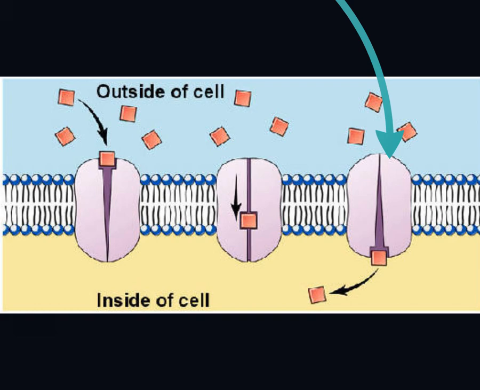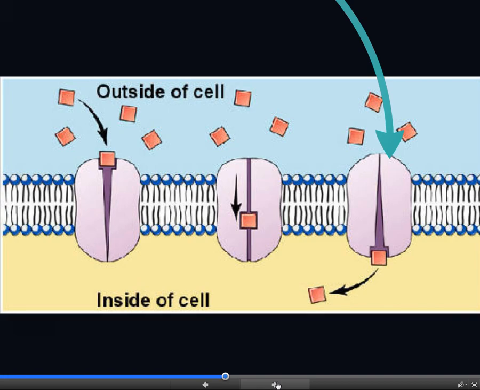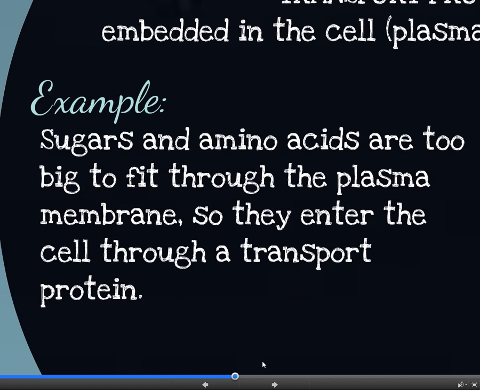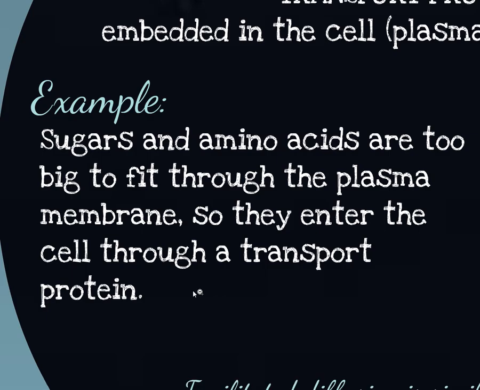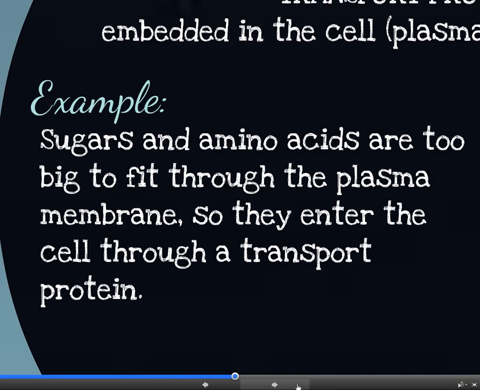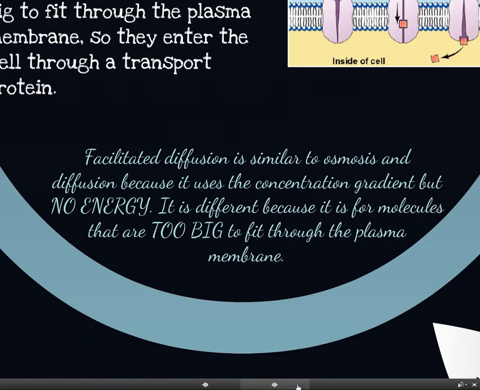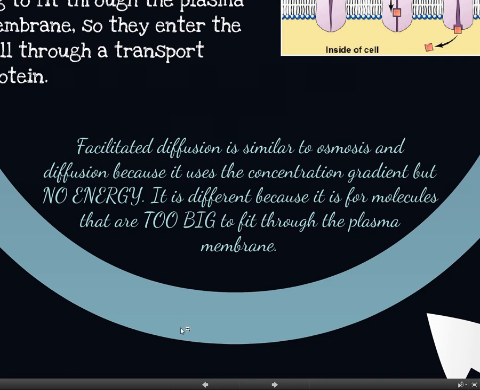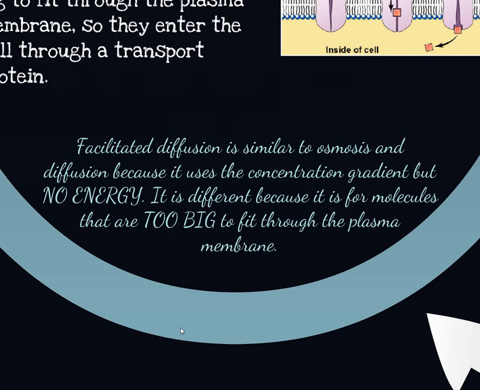But the process is entirely passive. It doesn't require energy. It's just simple diffusion from an area of higher concentration to an area of lower concentration. For instance, sugars and amino acids are too big to fit through the plasma membrane, so they often enter through transport proteins. There's a little example for you. Lastly, facilitated diffusion is similar to osmosis and diffusion because they use a concentration gradient, and the key idea here is no energy is needed for that. The kinetic energy of the molecules is enough itself.